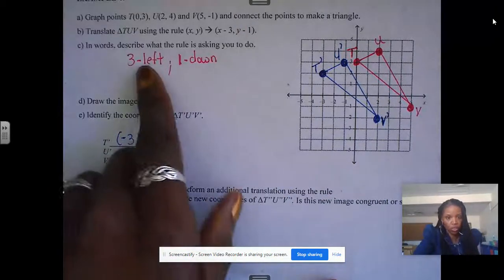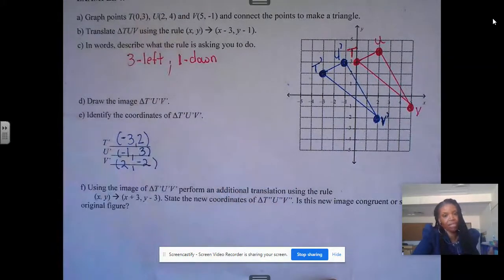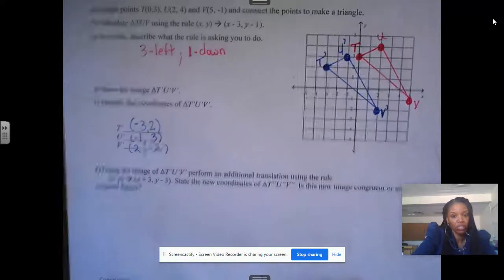And if you wanted to, you could have taken all these. So you could take all the x's and subtract 3 from them. And that should give you your answer. And you should be able to take all of the y's and subtract 1 from them. And that would have given you your answer.